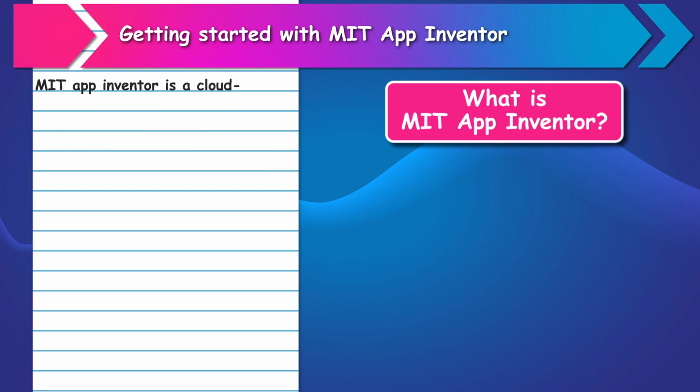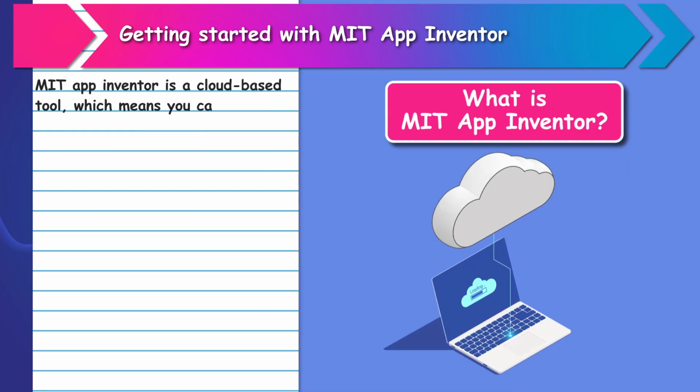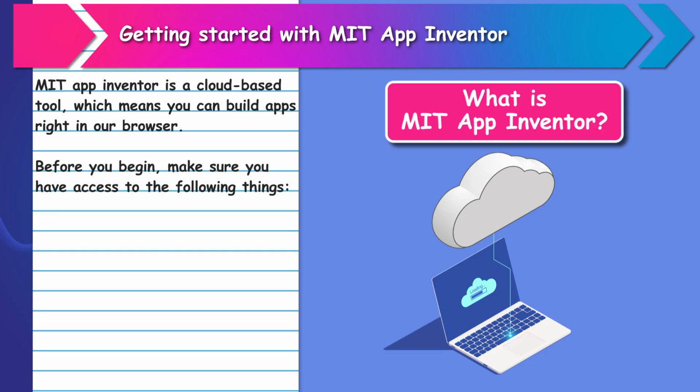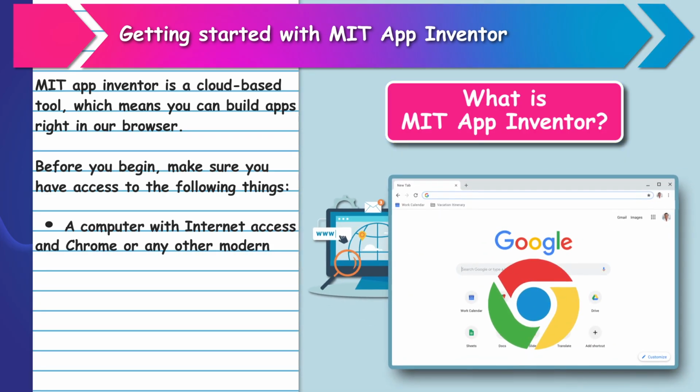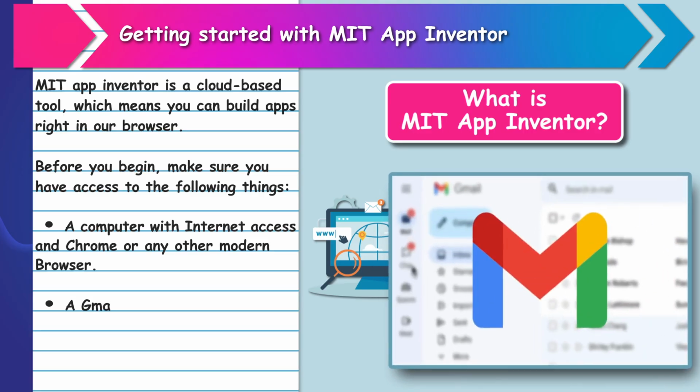What is MIT App Inventor? MIT App Inventor is a cloud-based tool, which means you can build apps right in your browser. Before you begin, make sure you have access to the following things: a computer with internet access and Chrome or any other modern browser. A Gmail account.